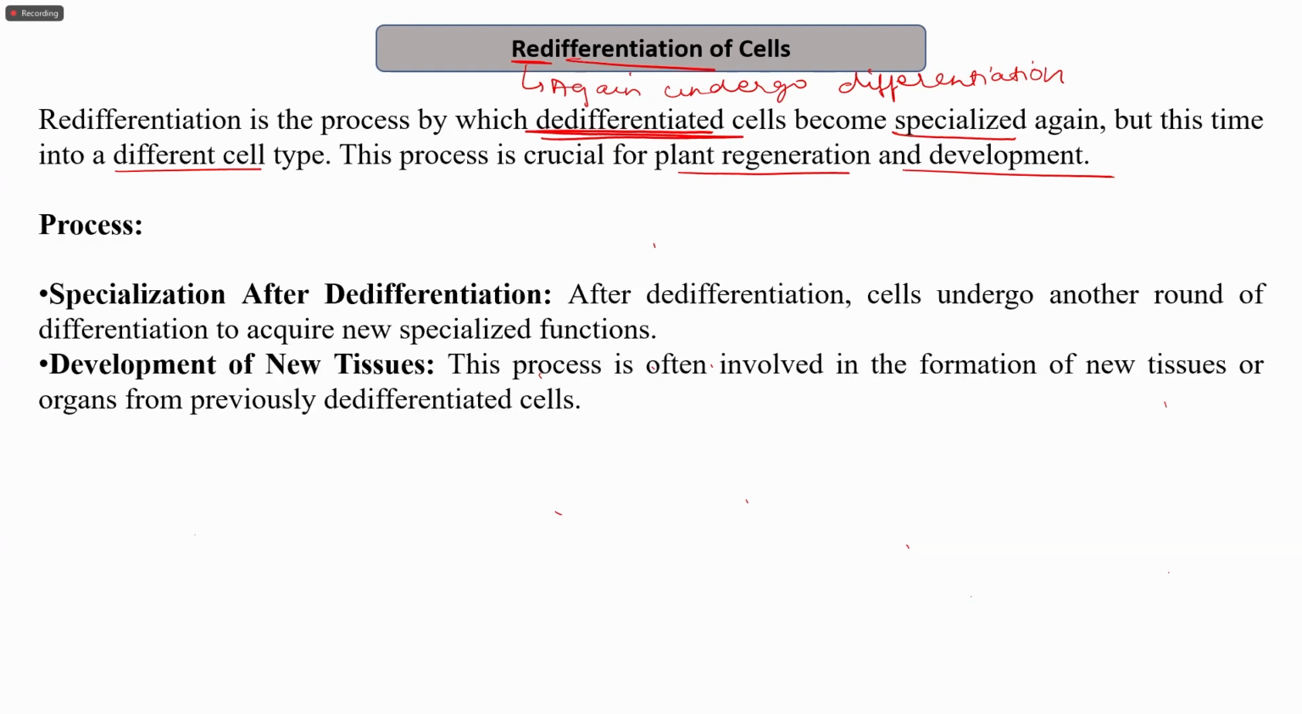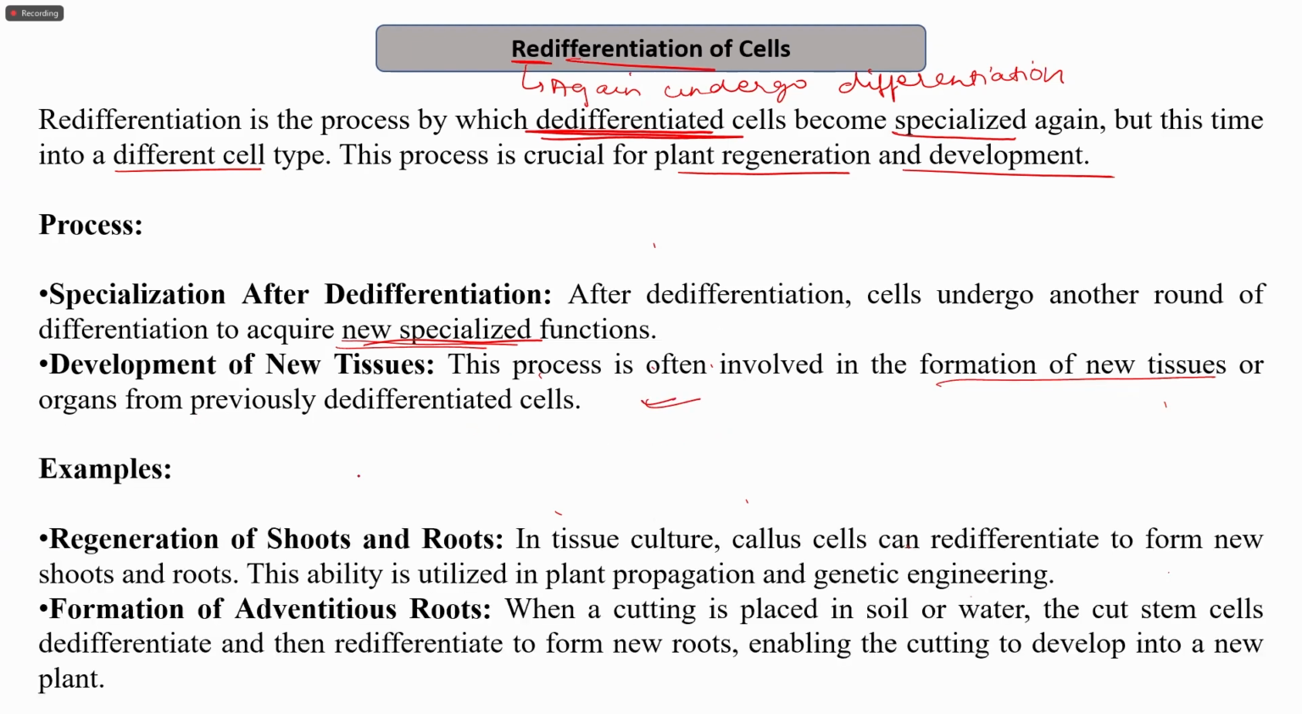So specialization after de-differentiation is a process that happens. After dedifferentiation, cells undergo another round of differentiation to acquire new specialized functions. And this process is often involved in the formation of new tissues or organs from previously dedifferentiated cells. An example is the regeneration of the shoots and the roots. So in tissue culture, this is important.